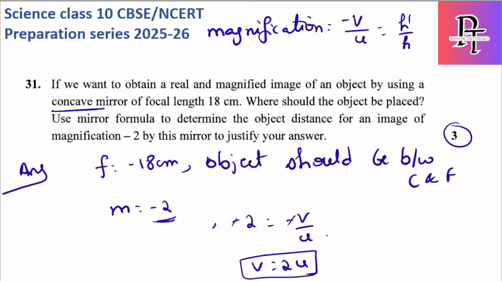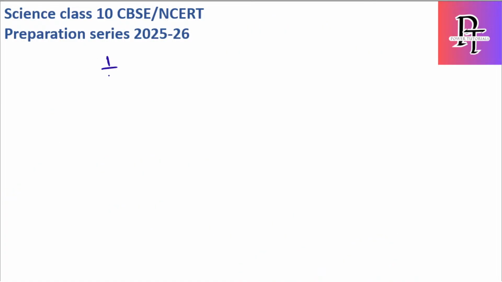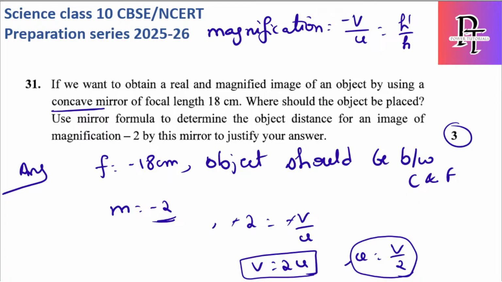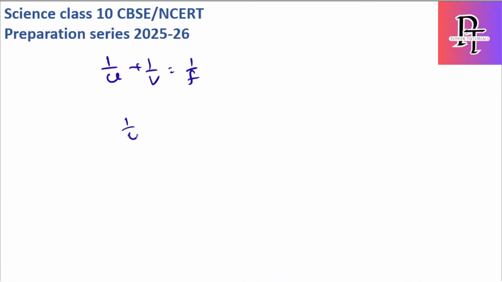What they are asking is the object distance, so they are asking for the u value. We can write the u value as v by 2, and let's use this in our mirror formula. So what is the mirror formula? 1 by u plus 1 by v is equal to 1 by f. Which values do we have? What is the f value? -18. So 1 by u plus 1 by v.